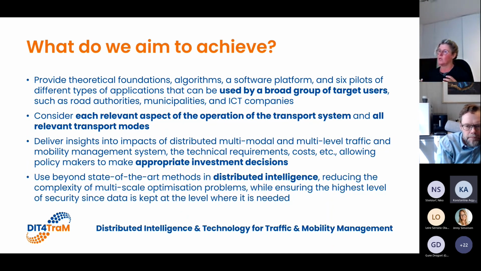At the same time, we will also want to show the impacts, the technical requirements and the costs, such that, for example, again, these road authorities or policymakers can make appropriate investment decisions. And the last step, again, related to what are you going to do locally and what are you going to do, for example, in the cloud, which information needs to be exchanged, how to use that distributed intelligence to keep the amount of data that's flowing from one place to another to a minimum.